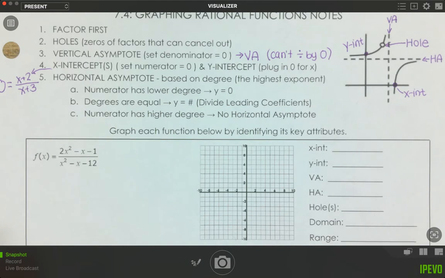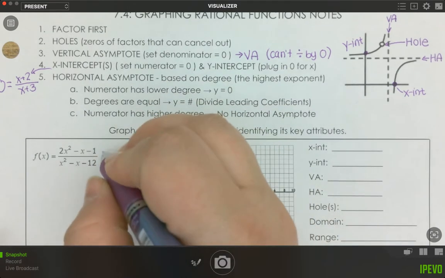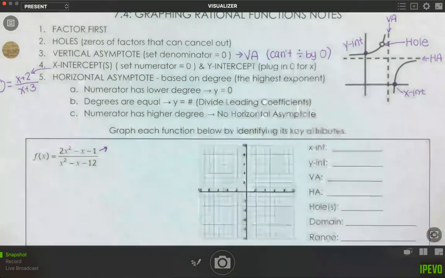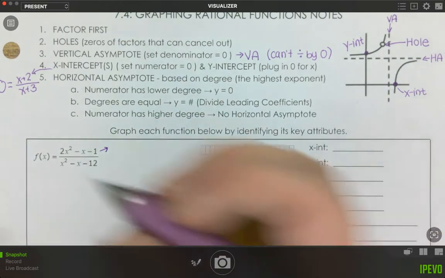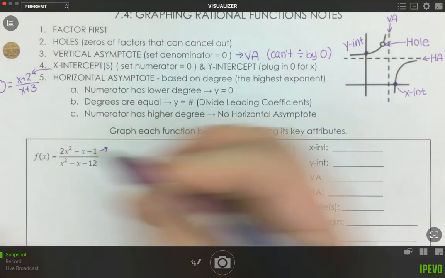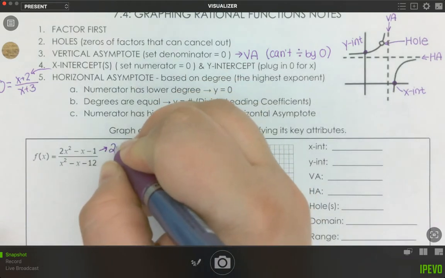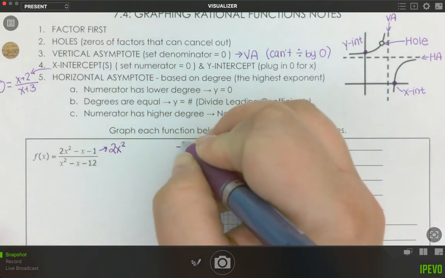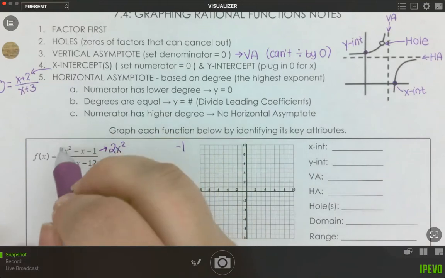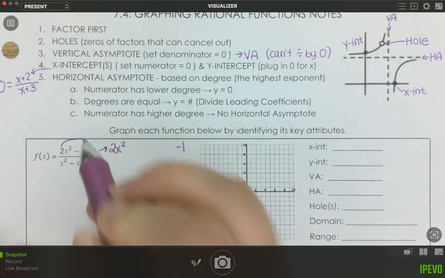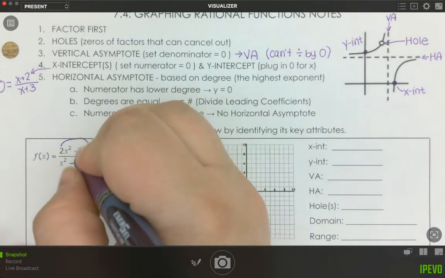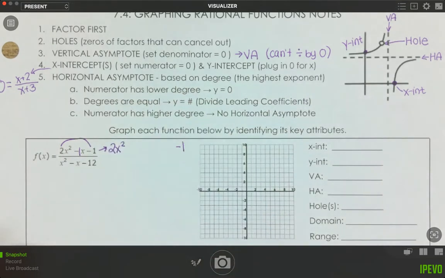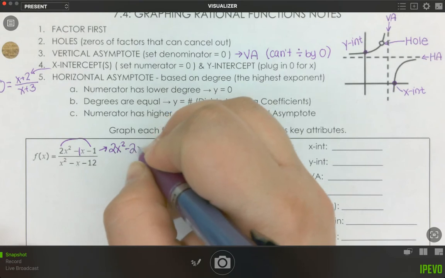Alright, so I'm going to start with this first example, and I'm going to factor it first. I'm going to start with the top, and I see that there is a 2 in front that I can't divide by. So I know I have to split the middle into two numbers that multiply to -2 and add to -1, which is -2 plus 1.